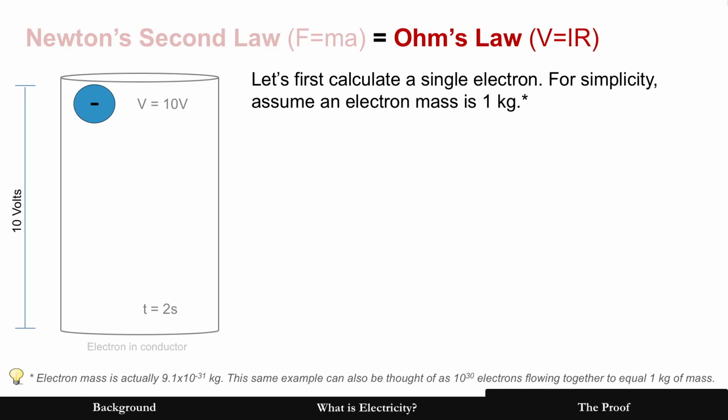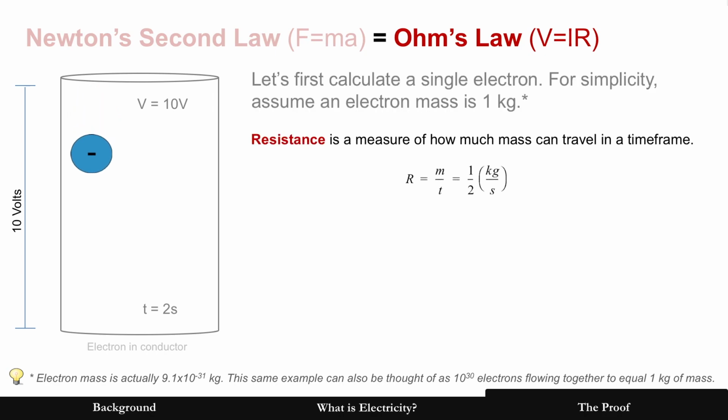Let's come back to Ohm's law. Now let's imagine the same thing. Let's imagine an electron traveling in a wire. I'm making this really simple, so let's assume that electron mass is 1 kilogram. It's not, but I could have made the ball you saw in the previous one 9.1 times 10 to the minus 31 kilograms, but the math is much simpler this way, so let's just make it easy. And that electron traveling now in a wire has resistance, and resistance again is a measure of how much mass can travel in a time frame. So for the mass of the electron, which was simplified to 1 kilogram, it traveled 2 seconds. Therefore, the resistance is 1/2.